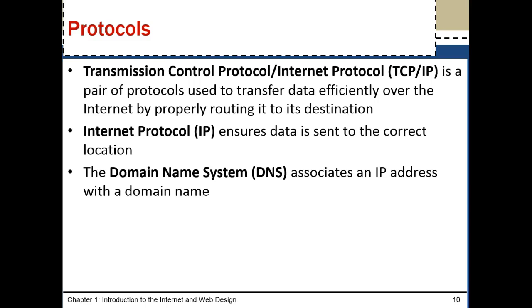Then we have the domain name system, or DNS, which associates an IP address with the domain name. So each website has an IP address associated with it. Maybe the IP address could be 172.17.80.45. And then the DNS is the domain name that's associated with that address. Maybe Lila.com is the domain name.